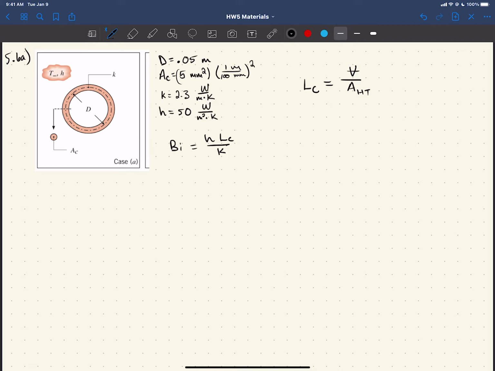So if you look at the picture here, this shape is just this little circular cross-sectional area, the value of A sub c that we're given in the problem. And so I did a quick unit conversion there, from the millimeters squared to meters squared.